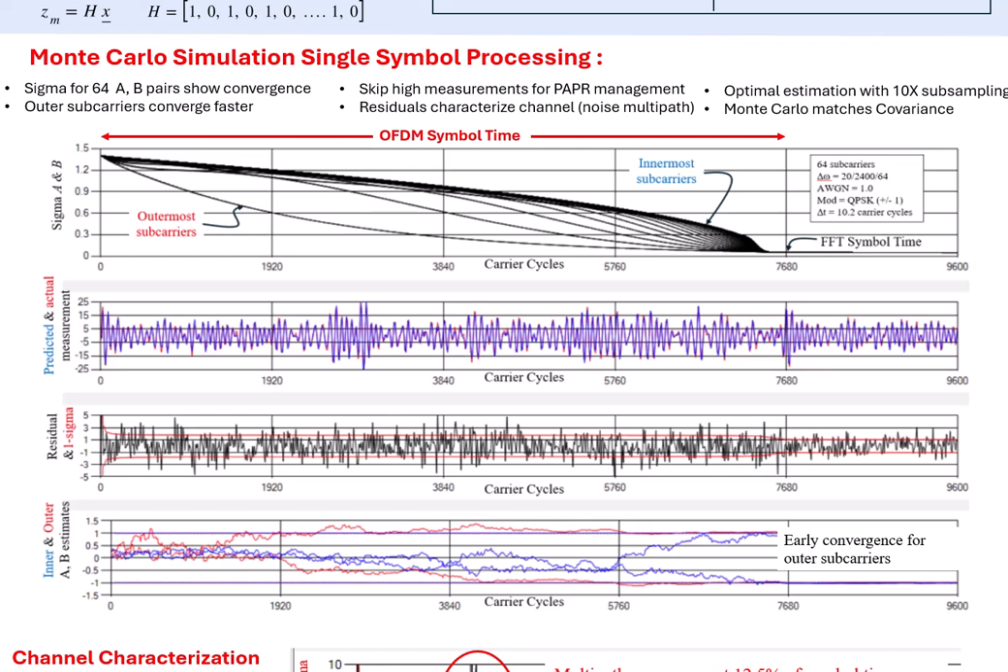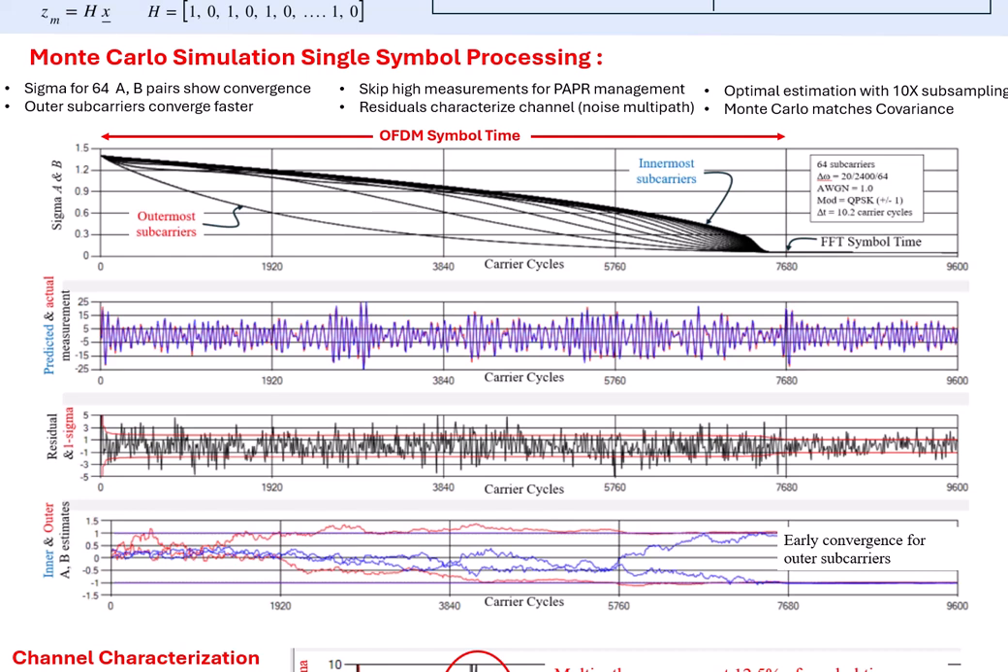The Kalman filter is an optimal result, given that the model is accurate. We see the Kalman filter converges to its final result faster than OFDM's symbol time, which directly translates to throughput improvement.